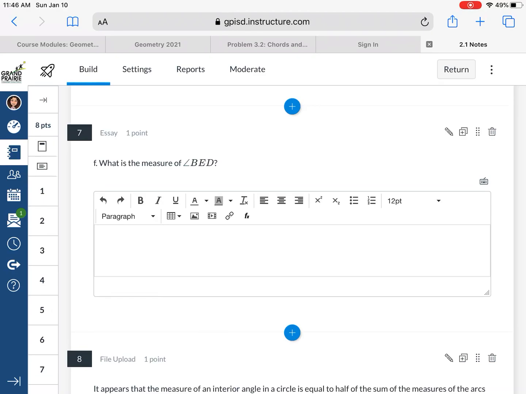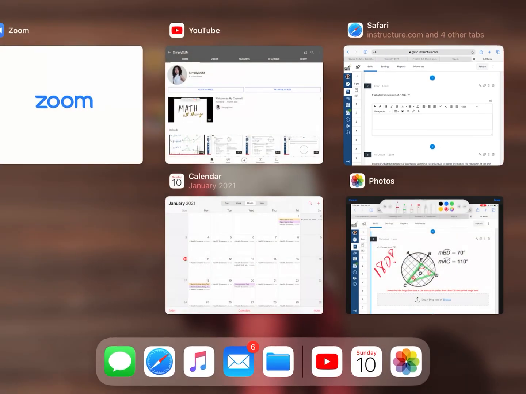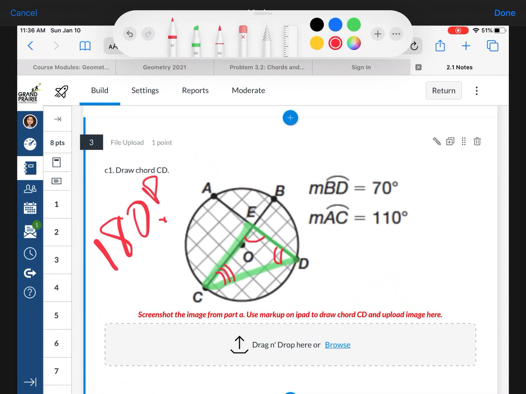It says, what is the measure of BED? What is the measure of BED? And I just want to make sure it's asking the one that we actually need it to be. So we're going to go back to our picture, and they're wanting to know the measure of EDC and, let's see here.